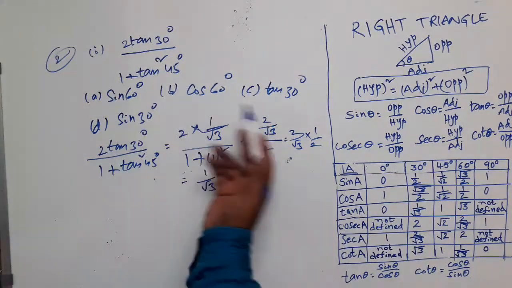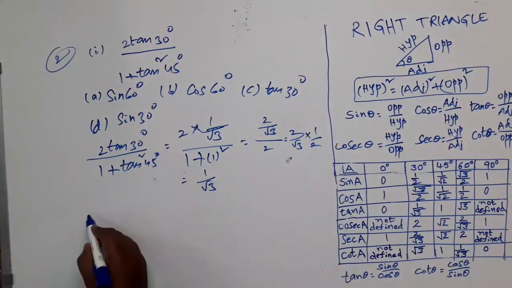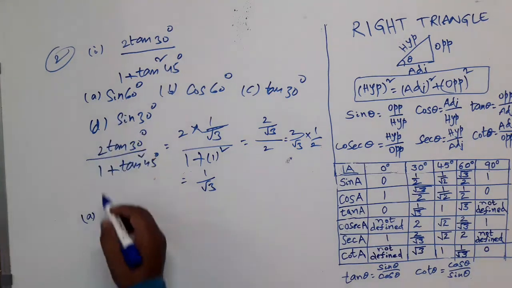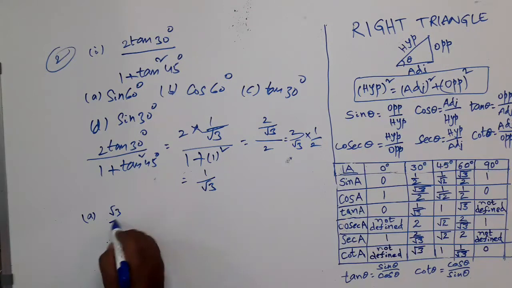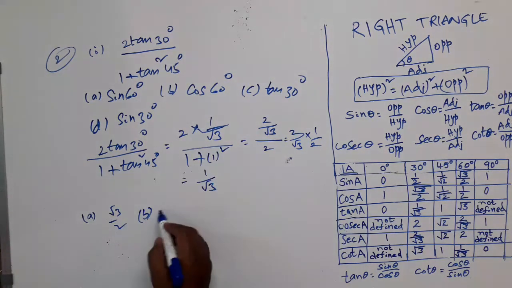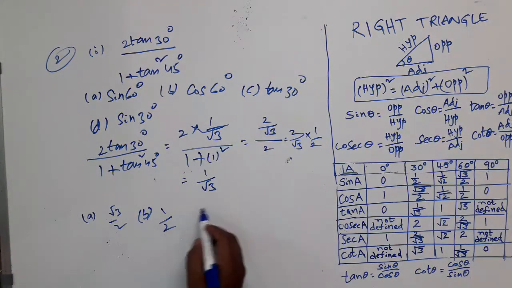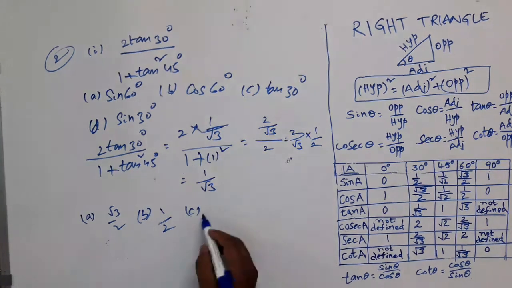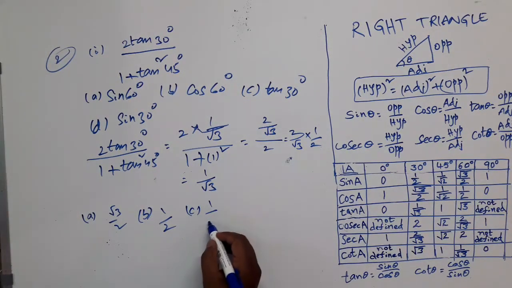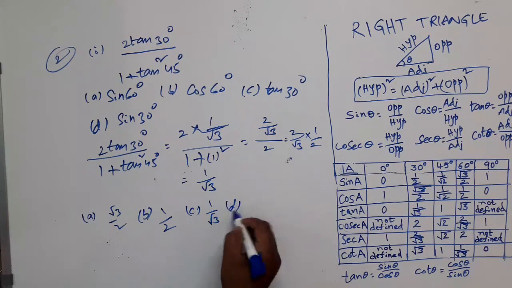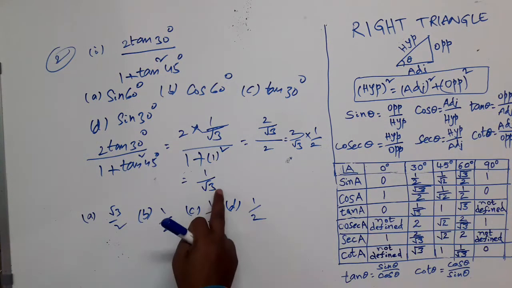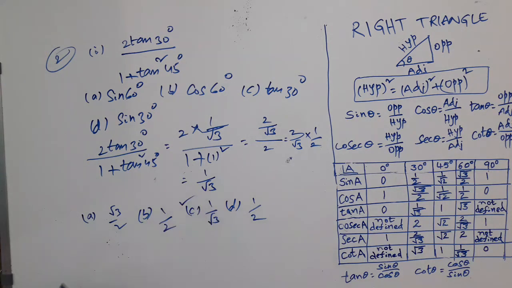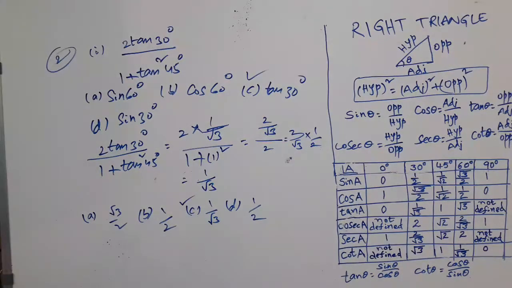Of course, these are also ratios for specific angles. Let us find the values and simplify. Option A is sin 60 degrees, from the table root 3 by 2. B is cos 60 degrees, that is 1 by 2. Option C is tan 30 degrees, that is 1 by root 3. Option D is sin 30 degrees, that is 1 by 2. So which one is the answer? Option C is the correct answer.